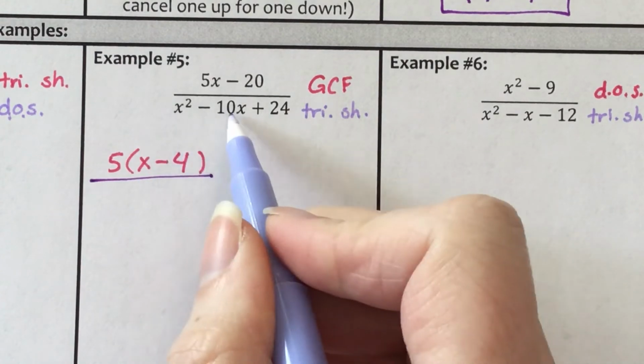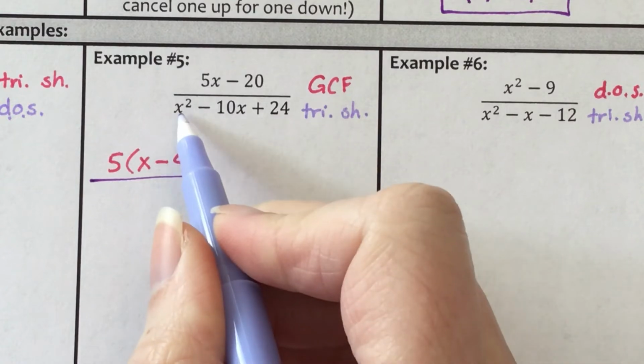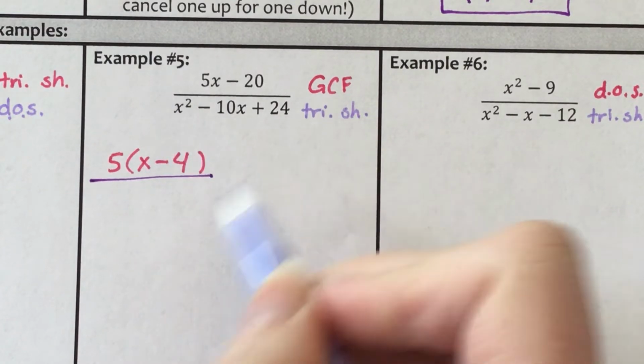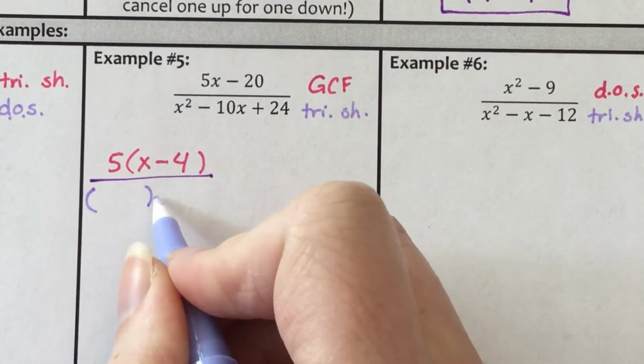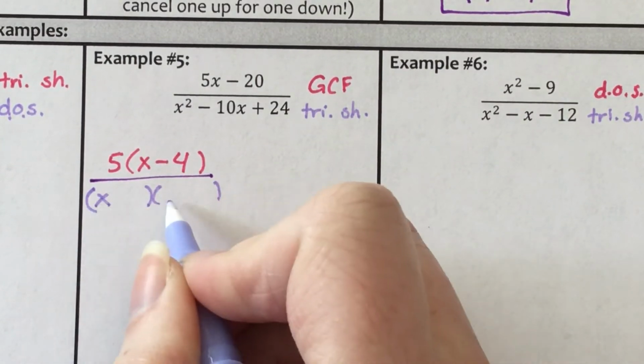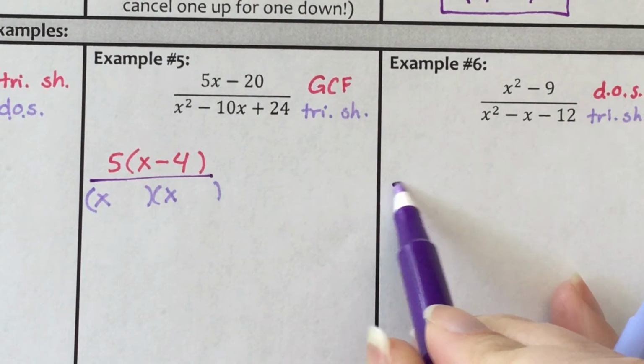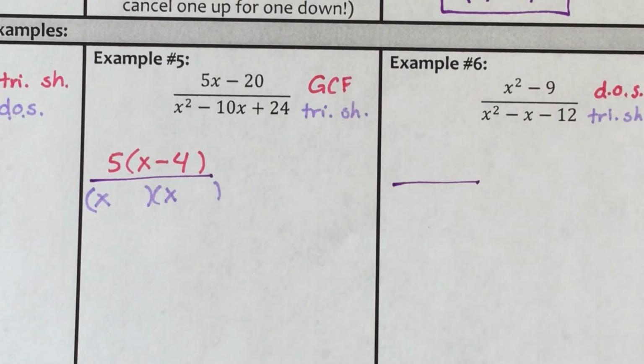Denominator. This is a trinomial because there's 3 terms. It starts with an x squared with an invisible 1 coefficient, so it's a trinomial shortcut. That means we're going to have 2 sets of parentheses, both that start with an x. Then we're looking for what are the 2 numbers that multiply together to get 24 and add to get negative 10.